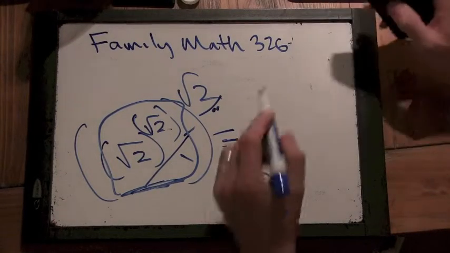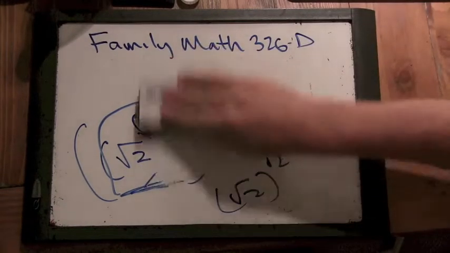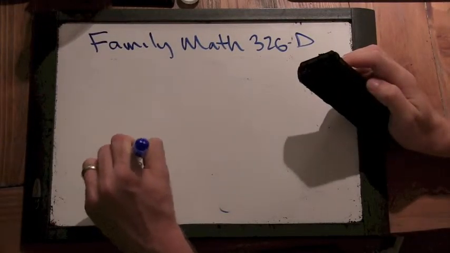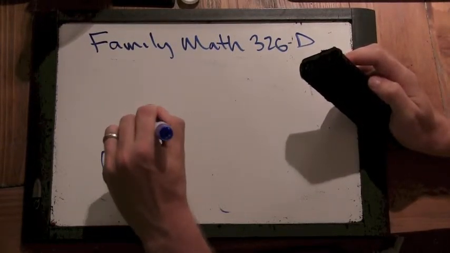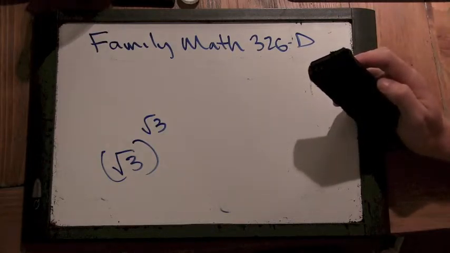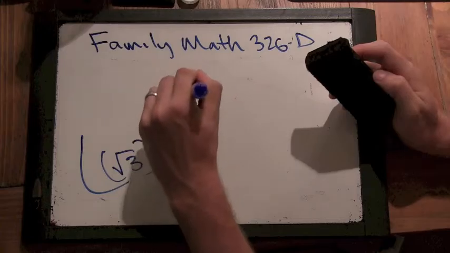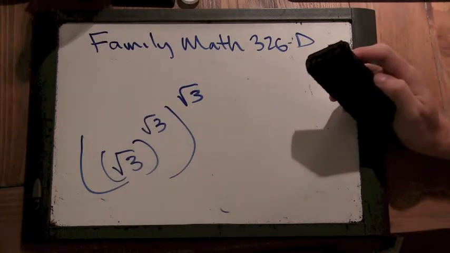Okay, so here's part D. I'm glad you mentioned that. I think that's a wonderful thing to try to explore. Square root of 3 to the square root of 3 power. Do we know anything about that? No. Okay. What about the square root of 3 to the square root of 3 to the square root of 3 power? What does this equal?